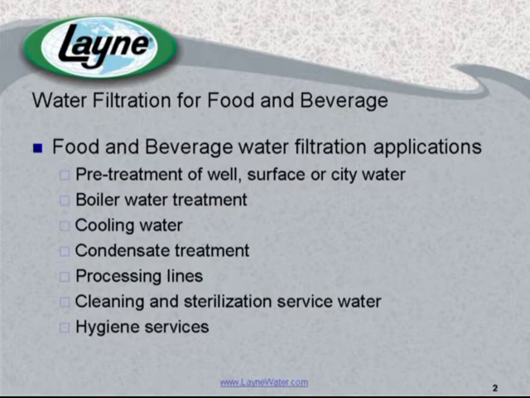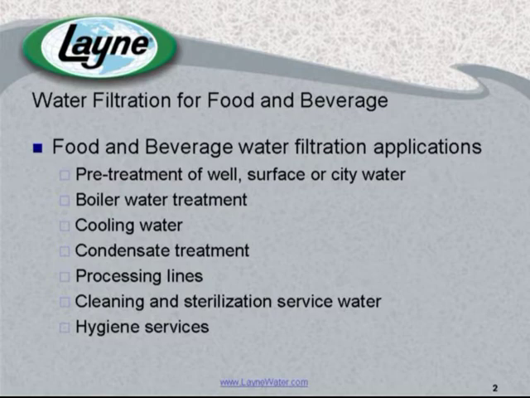Examples. Maybe it's the pre-treatment coming into the plant. Maybe it's boiler water treatment, a very high purity water source. Maybe it's cooling water for some of the components within your facility. Perhaps condensate treatment if you're running a canning facility, for example. Could be water actually used in the processing lines, water that becomes part of the finished product. Could be cleaning and sterilization. Could surround some of the other hygiene services. So that's kind of the first thing to consider: what is the end use of the water I'm trying to purify? That will drive a lot of the decisions.